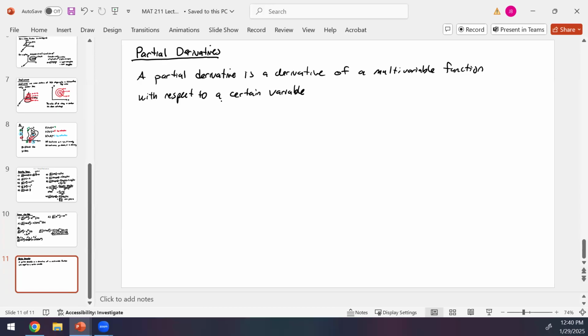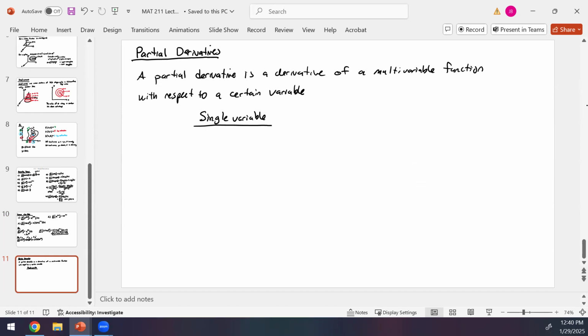So with single variable functions, there was only one variable we were ever taking the derivative with respect to. Here, we can have as many as we want. So usually it's 2, maybe 3. And so we do have a slightly different notation.